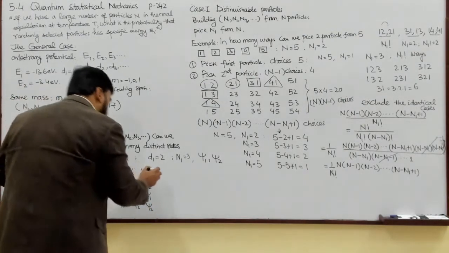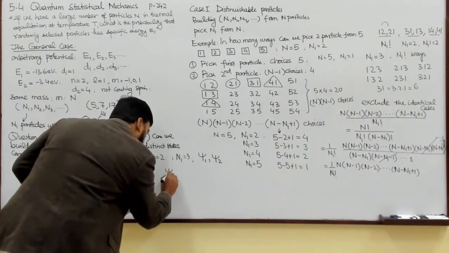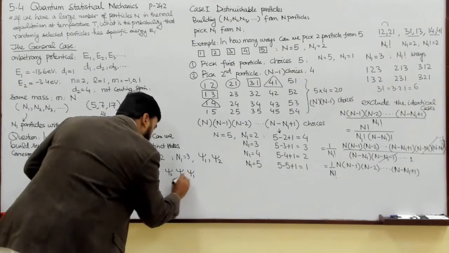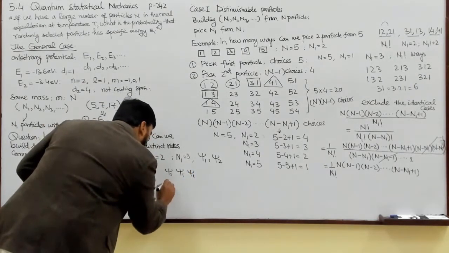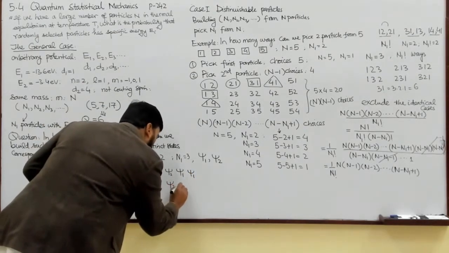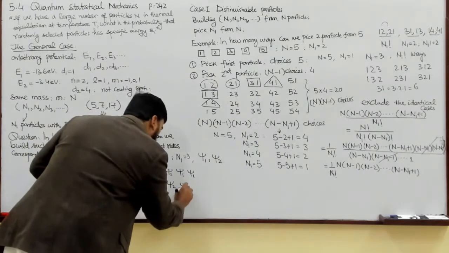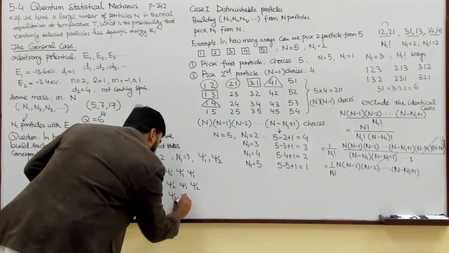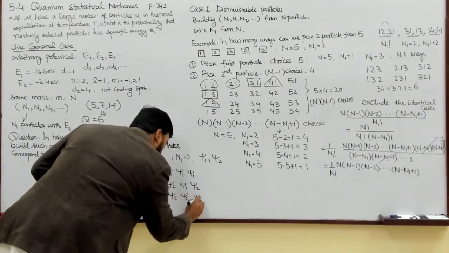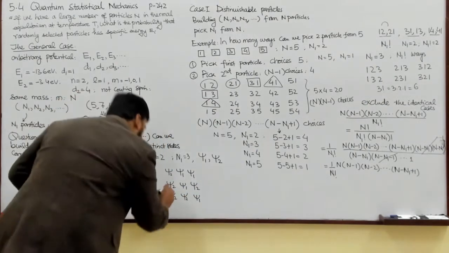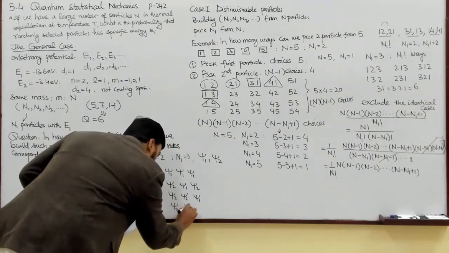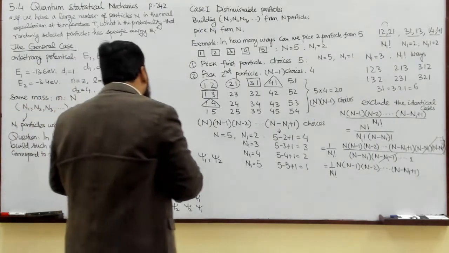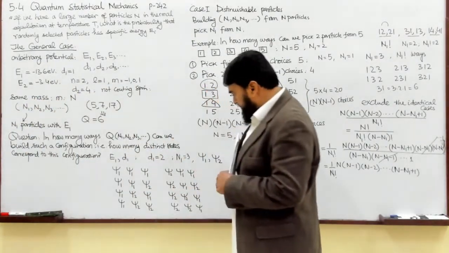Or I can put in psi 2, then psi 1, psi 1, and psi 2, psi 1, psi 2, psi 2, psi 2, psi 1, and psi 2, psi 2, psi 1. Okay, understand this one again.